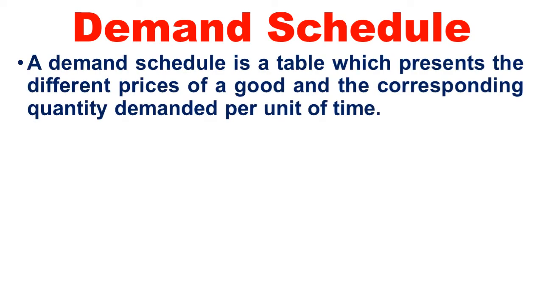We can explain this concept with the help of a demand schedule or demand table, a table comprising different prices and quantities demanded. Remember, students, we have mentioned under the law of demand that quantity demanded is inversely proportional to price. That has to be kept in this table. A demand schedule is a table which presents the different prices of a good and the corresponding quantity demanded per unit of time.